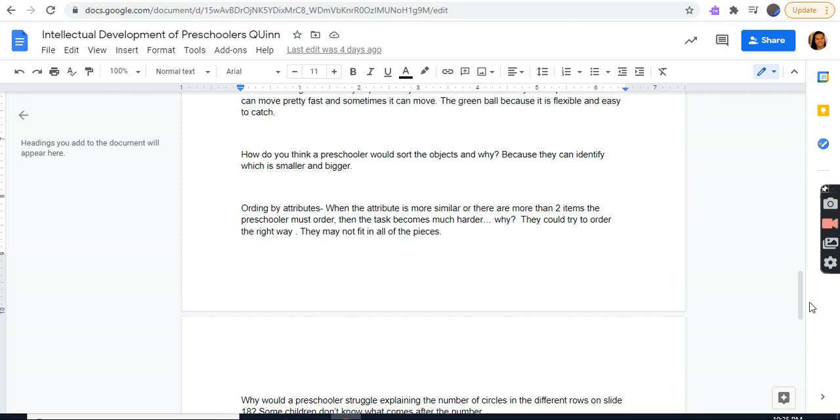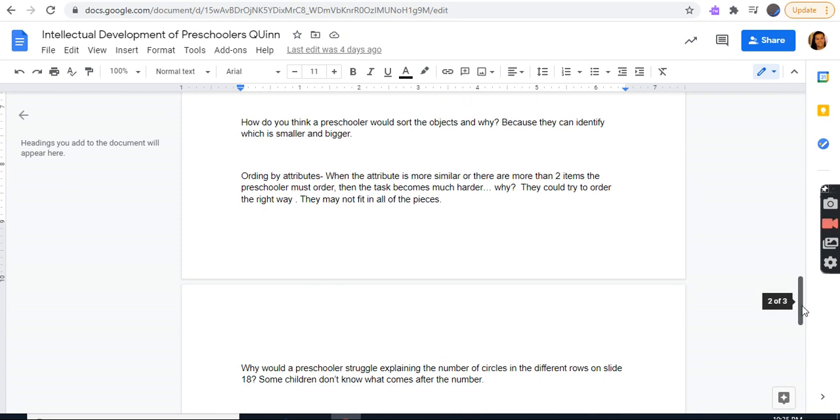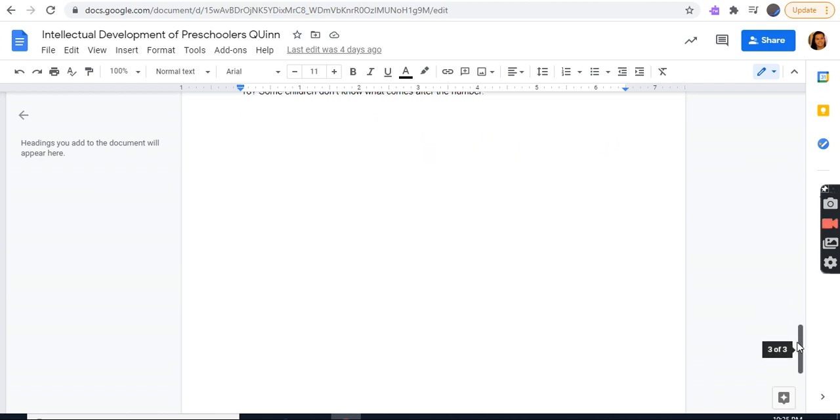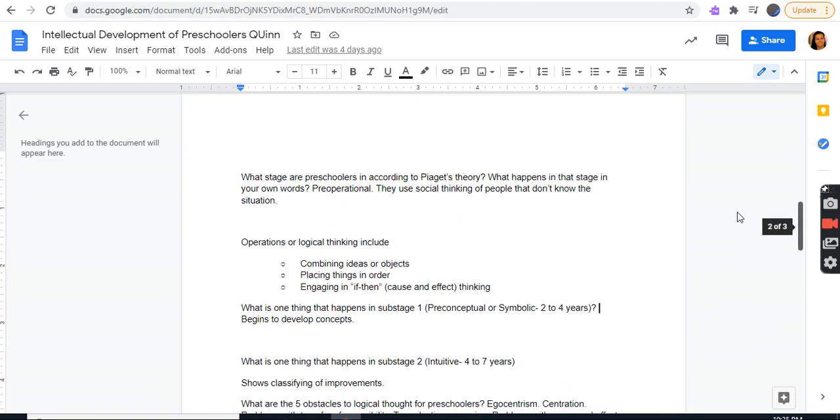Ordering by attributes: when the attributes are more similar, or there are more than two items for a preschooler to order, the task becomes much harder. Why? They could try to order the right way, but they may not fit in all the pieces. Why would a preschooler struggle explaining the number of circles in different rows on slide 18? Some children don't know what comes after the number. So maybe I'm right about that.